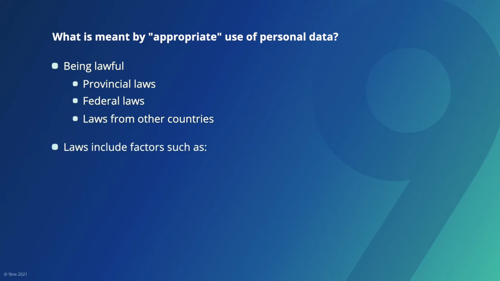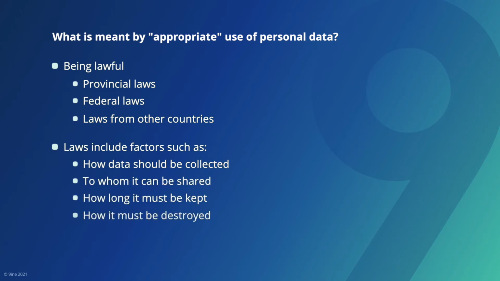Collectively, all of these data privacy laws create requirements which identify, among other things, how data should be collected, to whom it can be shared, how long it must be kept, and how it must be destroyed. The first priority of a data protection program should be to ensure that all processing of personal data is lawful, meaning that any processing of personal information is done in a way consistent with all applicable laws.